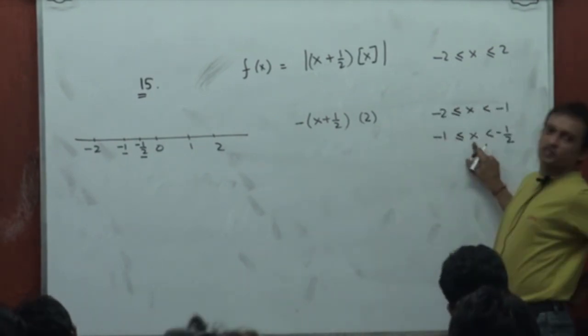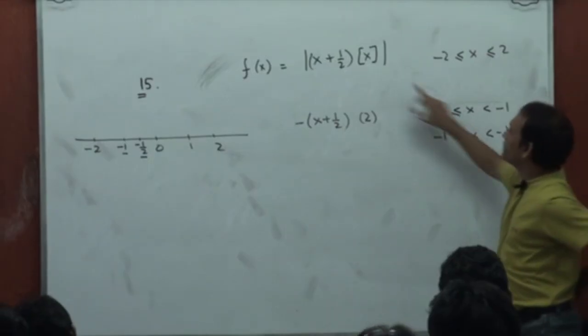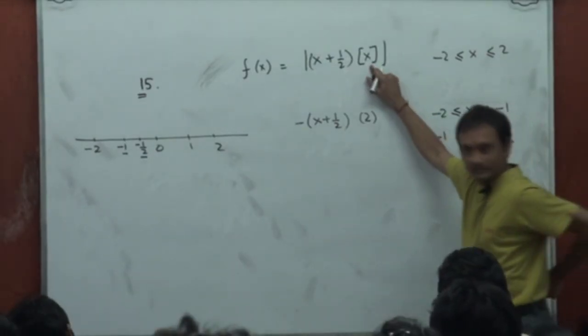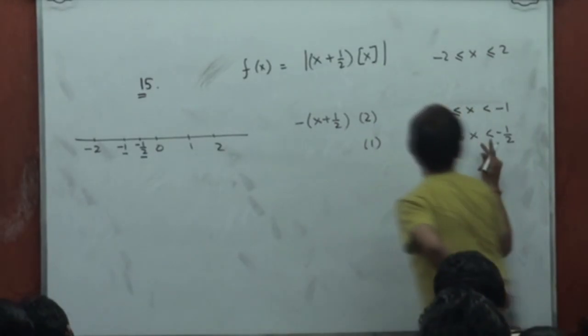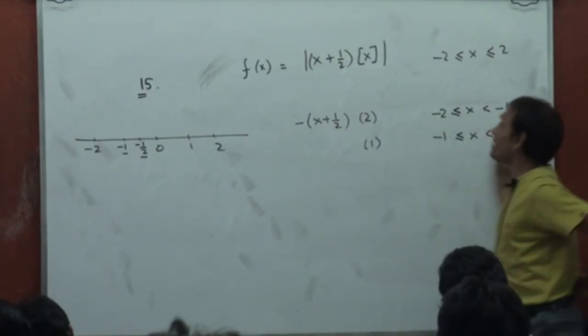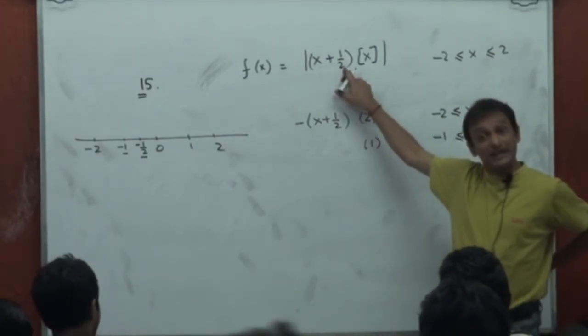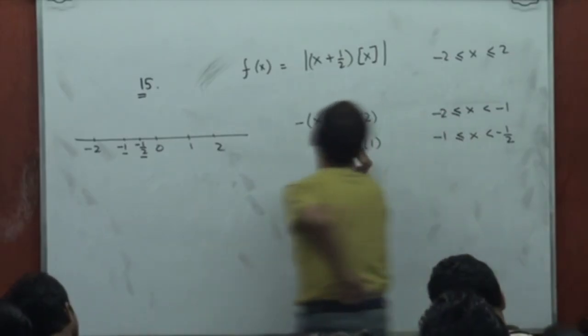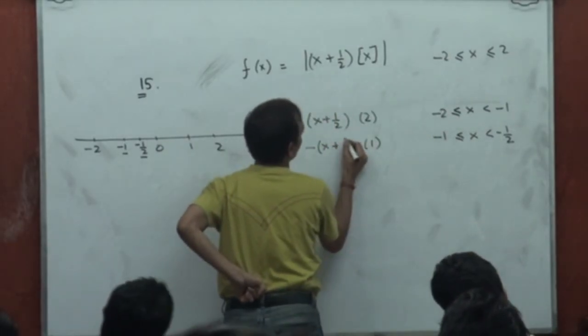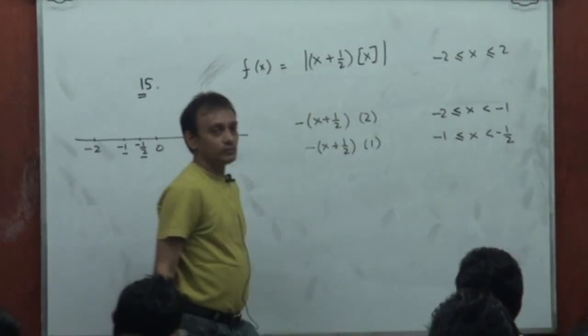In this interval, what is box x? -1, but mod of box x will be 1. And x is still less than -half. So mod of x plus half would be minus of x plus half, right?